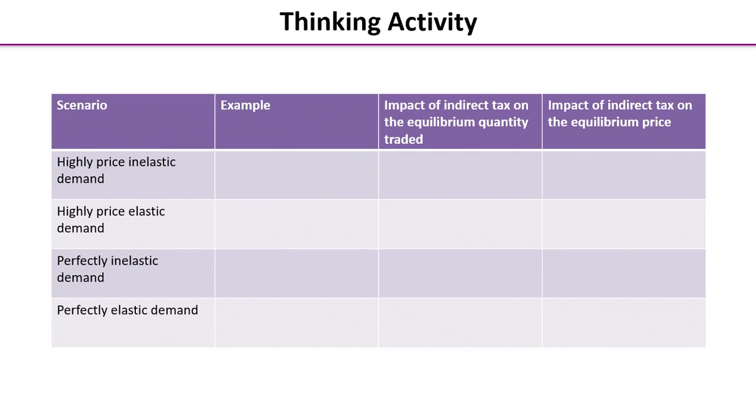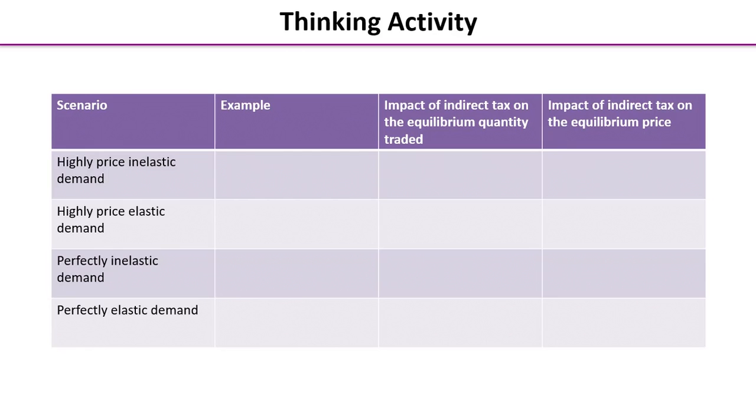Now we're going to move forward with this and start to think a little bit more about the impact of an indirect tax on the equilibrium quantity and the equilibrium price when we have different types of price elasticity of demand for the good or service that is being taxed. So again, at this point, just pause the video and take some time to fill out that table. With the second column, looking at an example, that's coming up with an example of a good or service that might have the type of demand listed in the scenario column on the left.